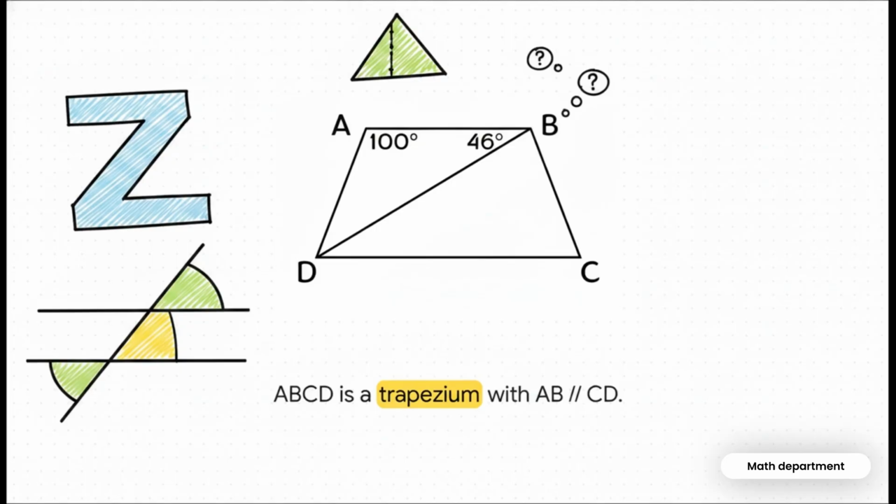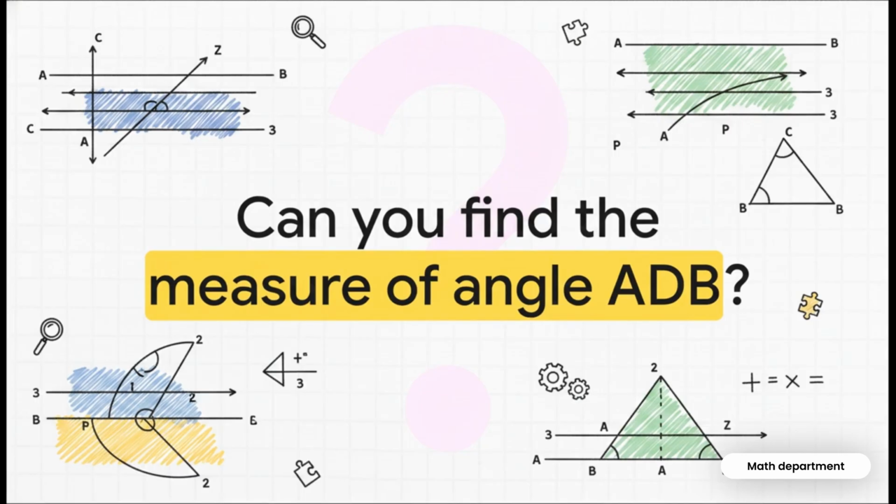I want you to analyze this shape really carefully. Keep our parallel rules, our Z shapes, and your basic triangle rules fresh in your mind. So the ultimate question is, can you find the missing angle ADB? You absolutely have all the tools you need to solve this, from knowing how alternating interior angles work to remembering that the angles inside any triangle always add up to 180 degrees.